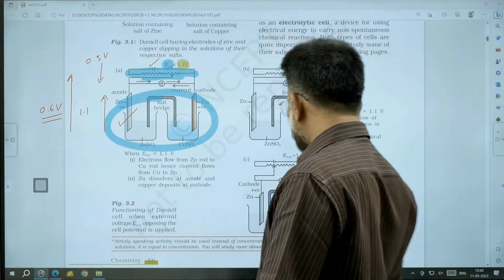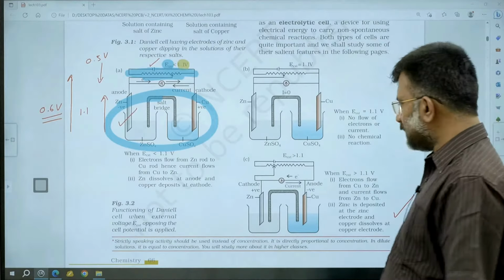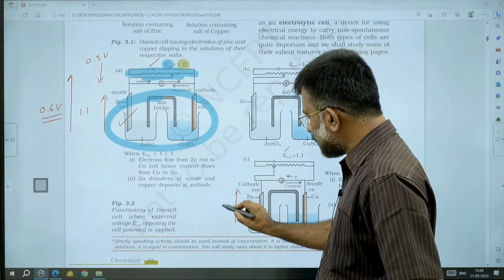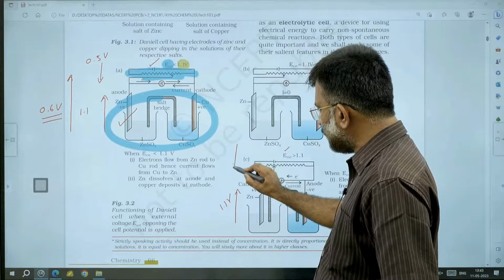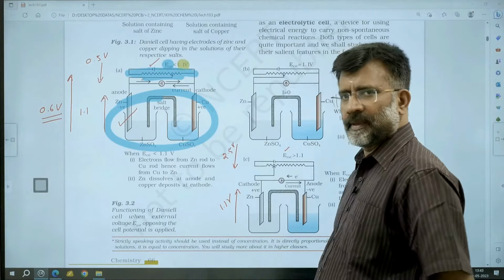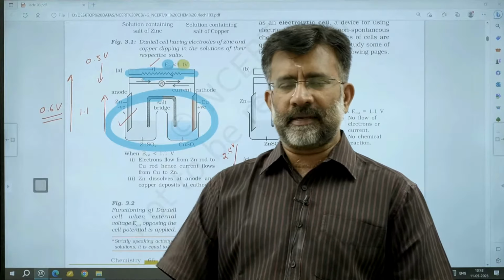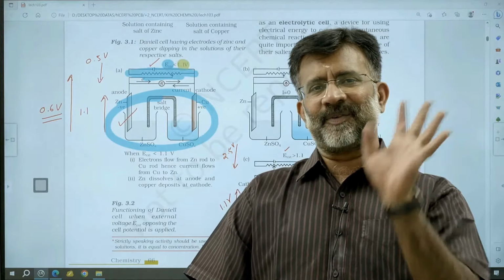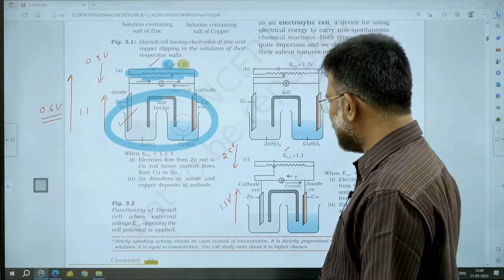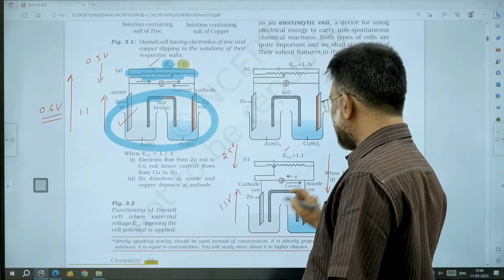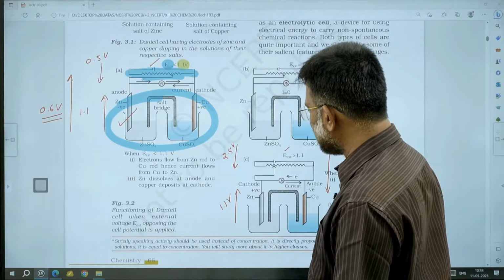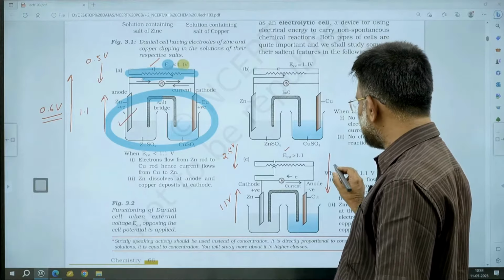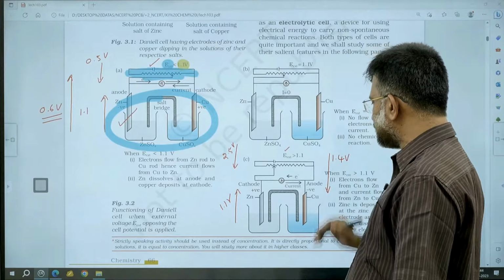Now suppose we go to the third diagram. You can see the external EMF is greater than 1.1 volt. That means the cell is providing 1.1 volt, and we are giving, say, 2.5 volt. So the external source is giving a potential greater than the EMF of the cell. What will happen? Everything will reverse, because now the net EMF is in this direction. 2.5 minus 1.1, how much is it? 1.4, right? So it will be 1.4 volt in this direction.